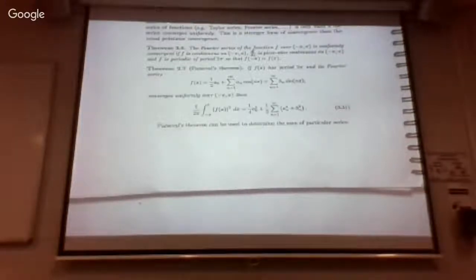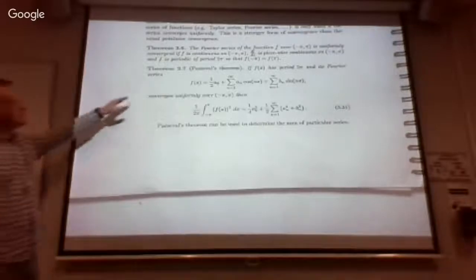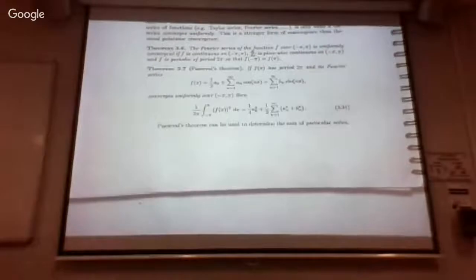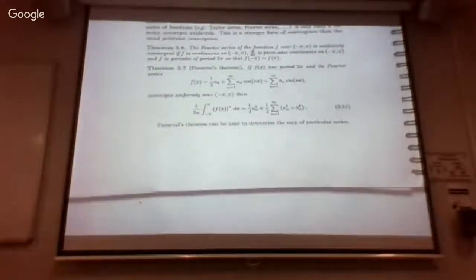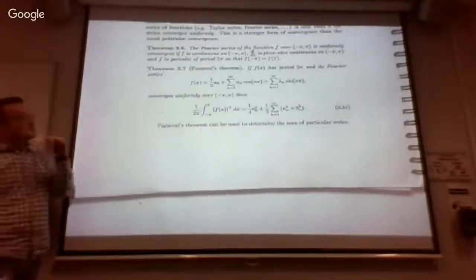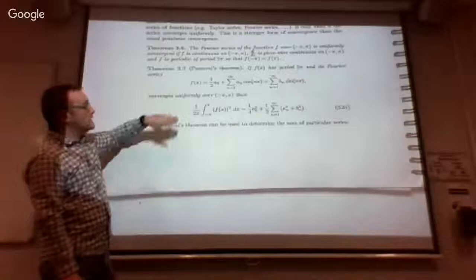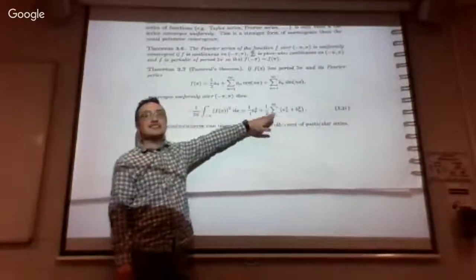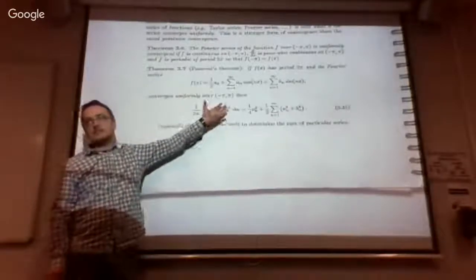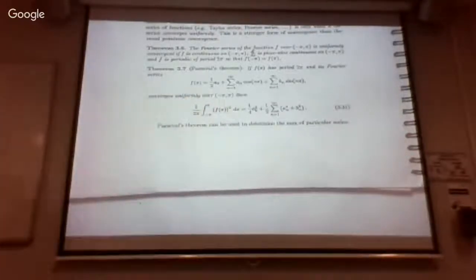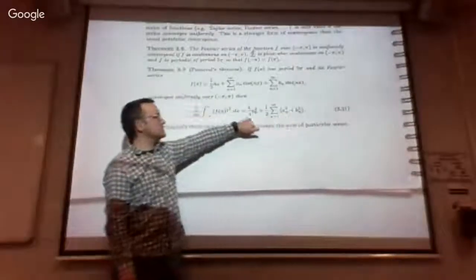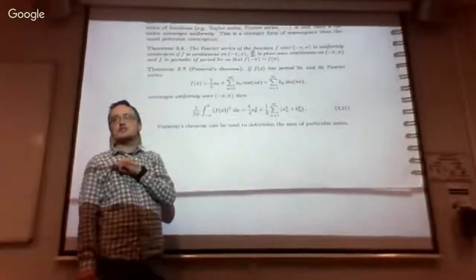So let's look closely at what it says. This is the general form of a Fourier series here. When we've got a Fourier series that does converge uniformly, we get this equation, which relates the integral of the square of the function, which you can think of as the norm squared of the function, to essentially this sum of squares expression of the Fourier coefficients.